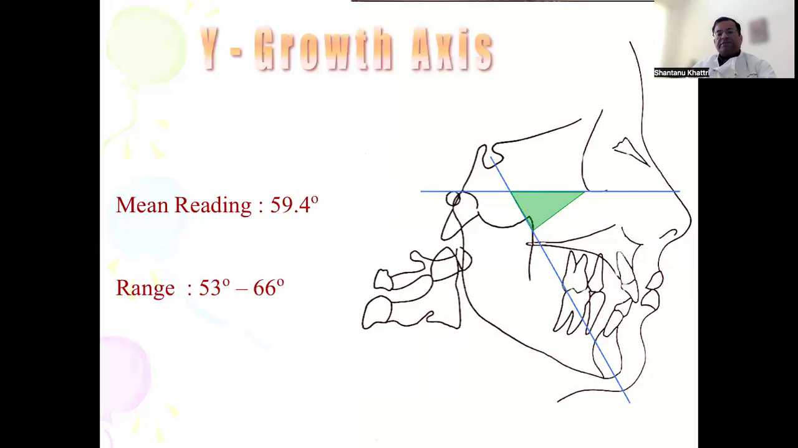Then the Y-axis also tells about the growth pattern of the mandible. It is between the FH plane and the line from sella to gnathion in cephalometrics. This angle is known as the Y-axis. The reading is 59.4 degrees and the range is 53 to 66 degrees.